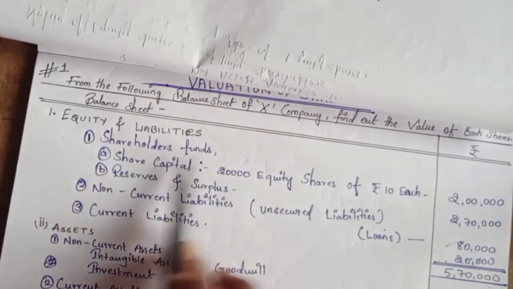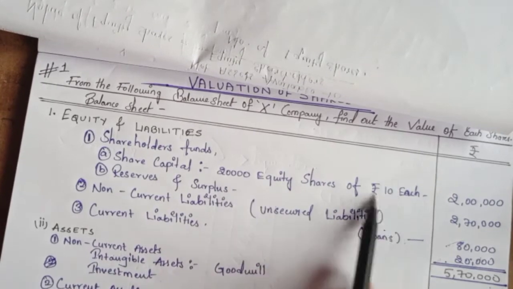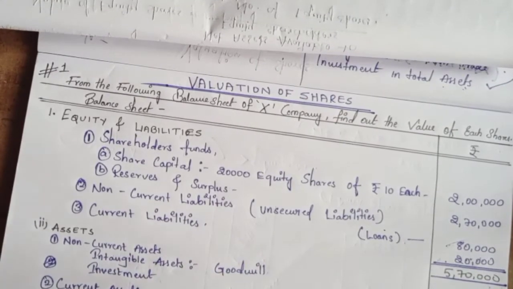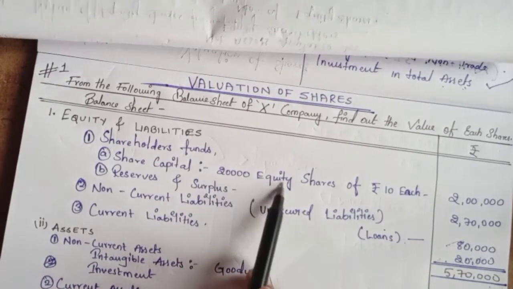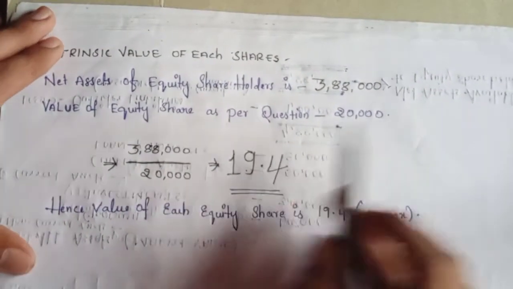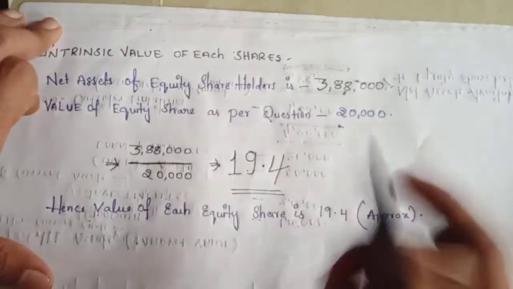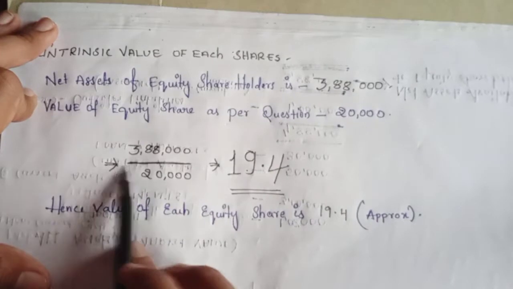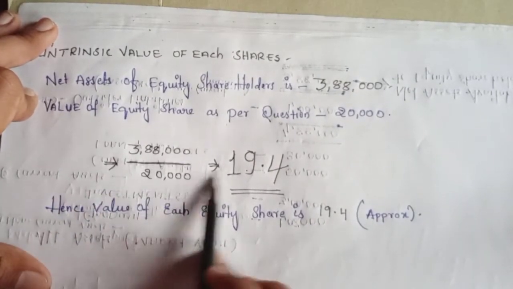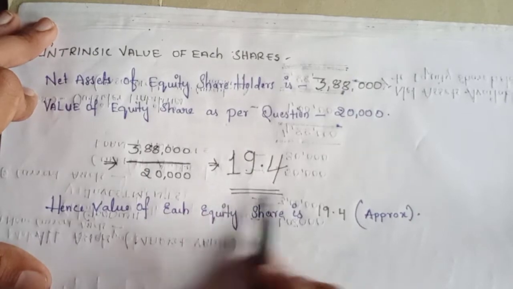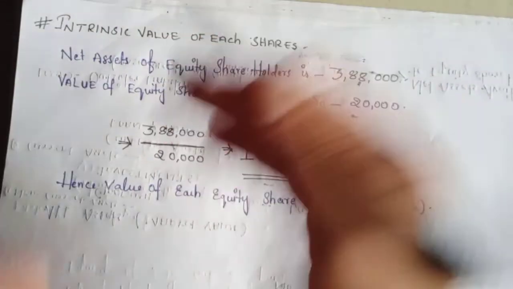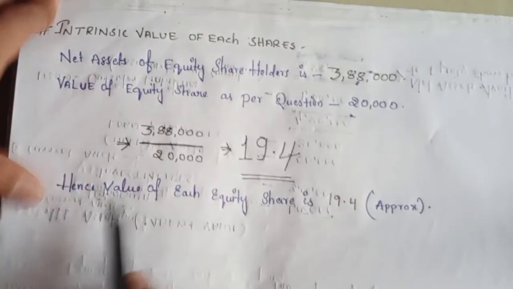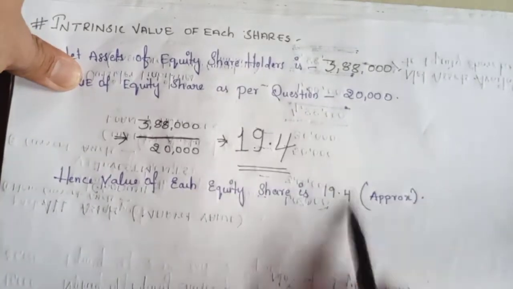Under shareholders' funds, the share capital is 20,000, each of 10 rupees. So we take this amount, 20,000, as the number of equity shares. The net assets of equity shareholders is 3,88,000, and we divide it by 20,000. After dividing, we get 19.4 as the net assets per share. So the intrinsic value of each share is 19.4, hence the value of an equity share is approximately 19.4.